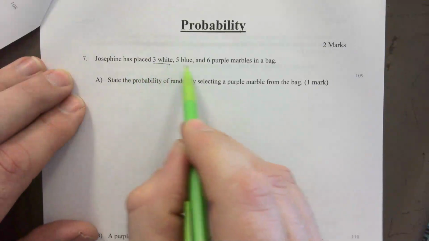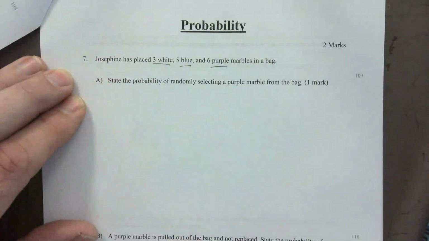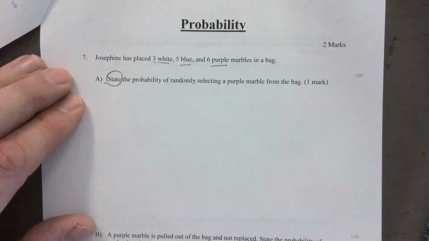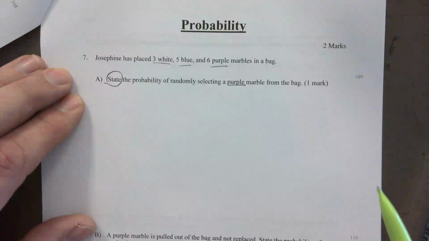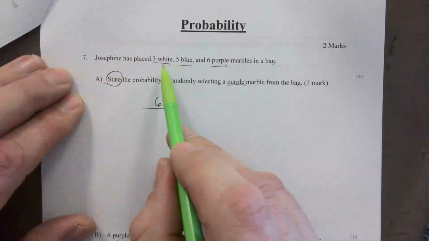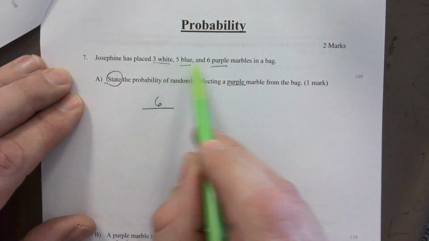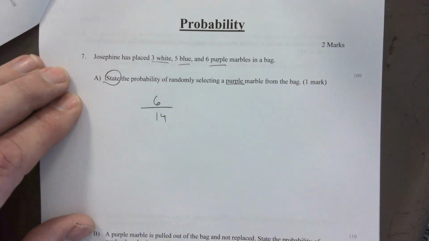Josephine has 3 white, 5 blue, and 6 purple marbles in a bag. State the probability. It just says state. That means that there's not going to be a whole lot of calculating. The probability of randomly selecting a purple marble from the bag: there's 6 purple, and the total is 14, right? 6 over 14, that's it. You can just leave it like that.